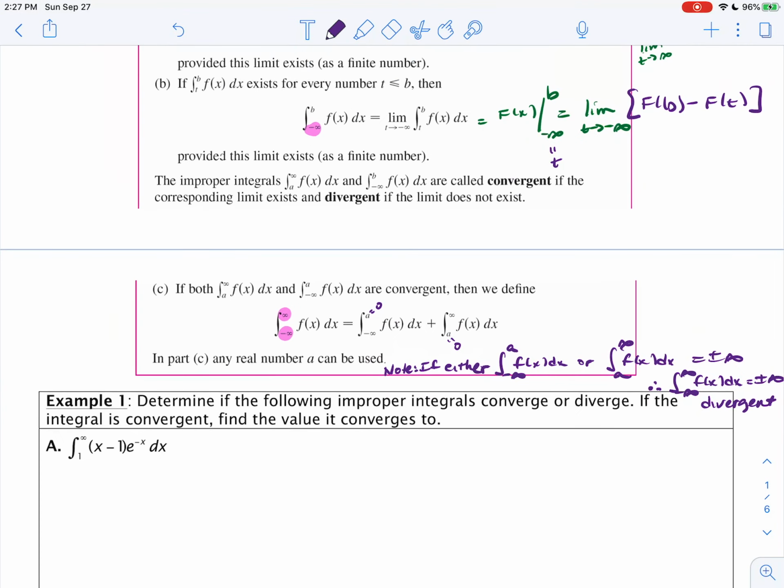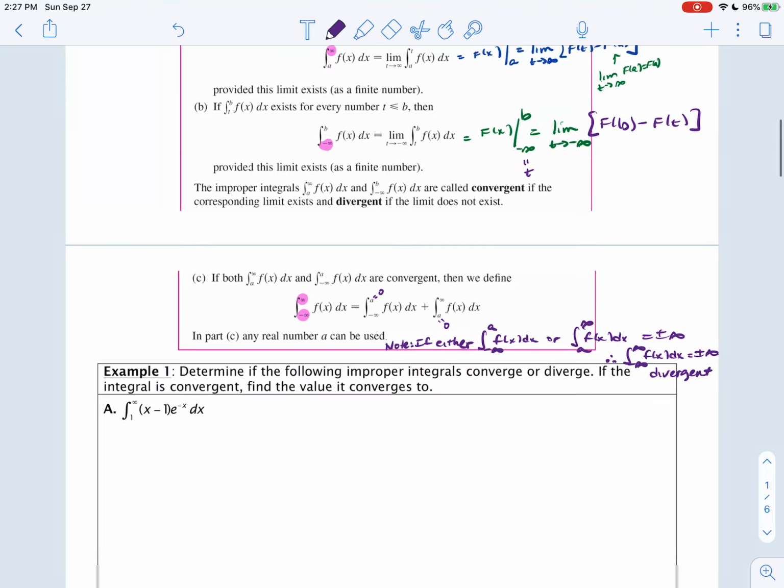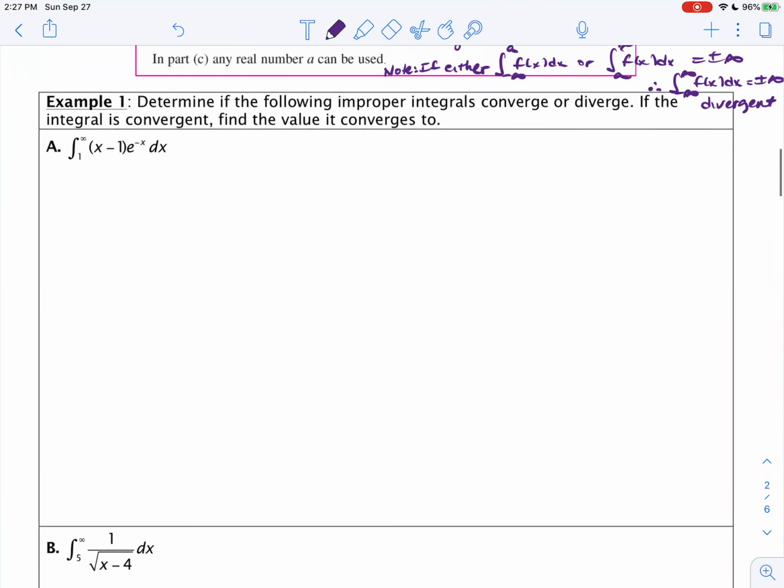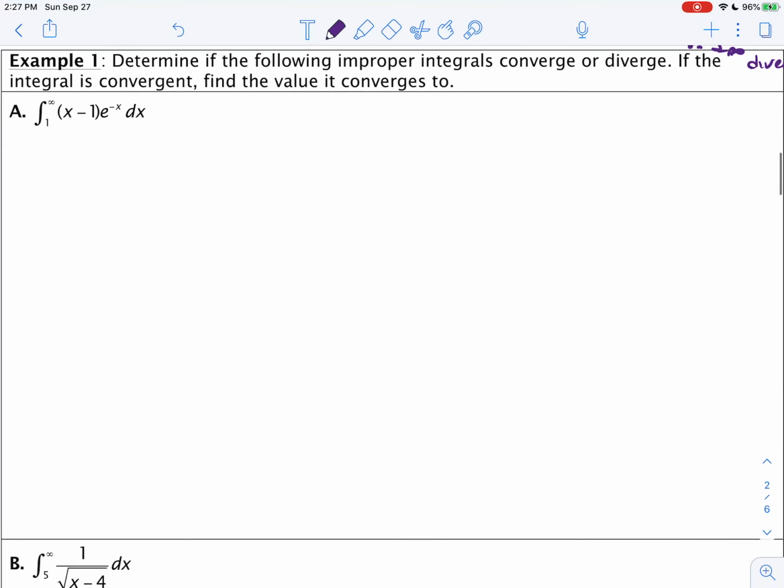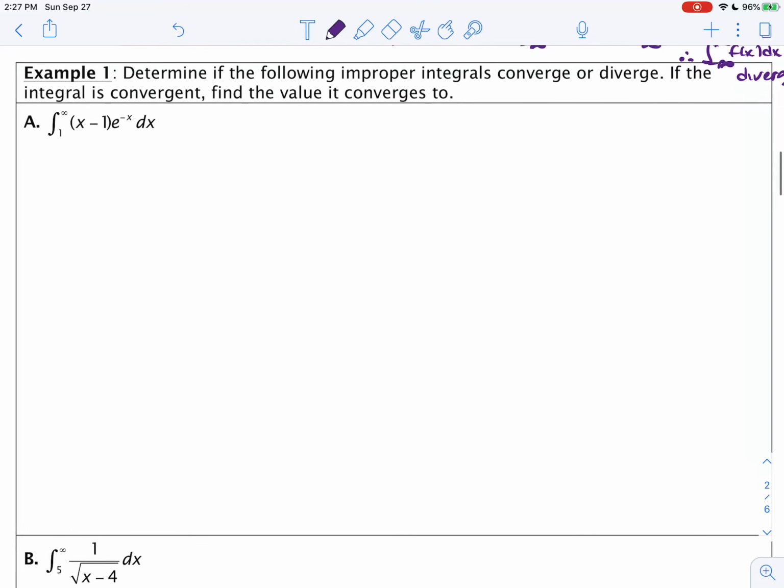We say that our integral is convergent if the limit actually tends towards a finite number. Okay, so let's take a look at this example here. Determine if the following improper integrals converge or diverge. If the integral is convergent, find the value it converges to. Okay, so divergent if it goes to positive or negative infinity, convergent if it goes to a finite number.